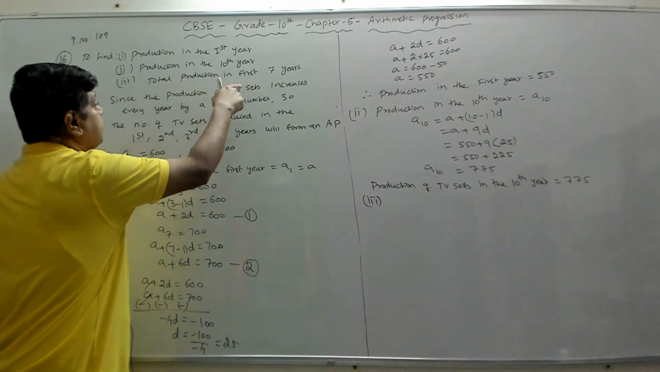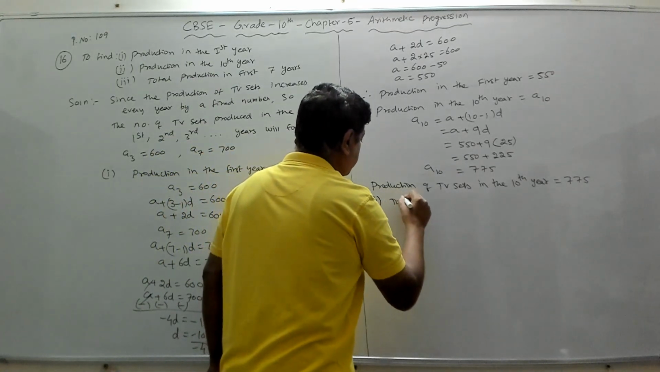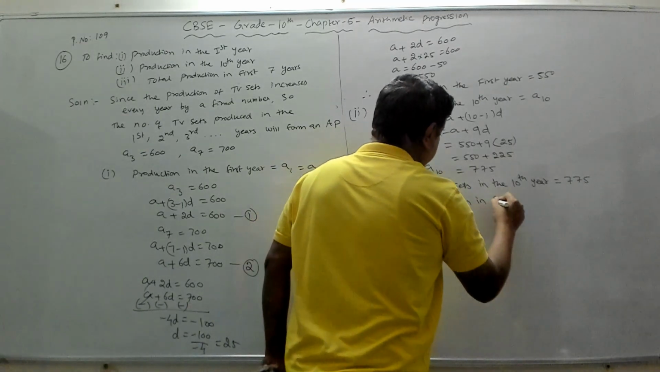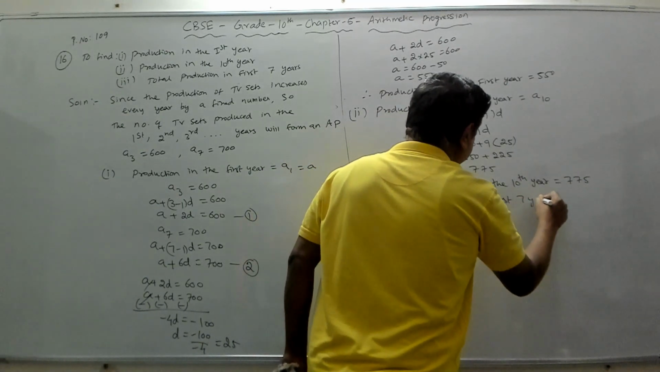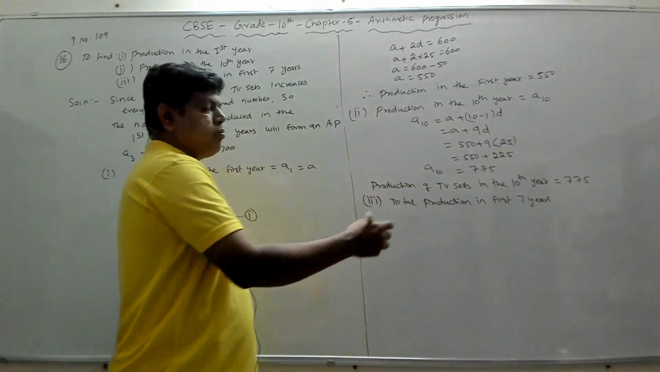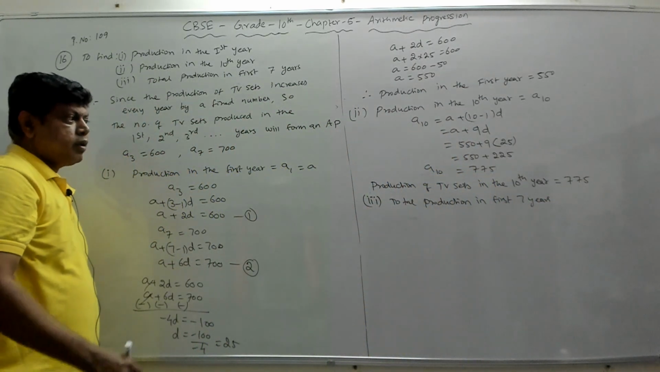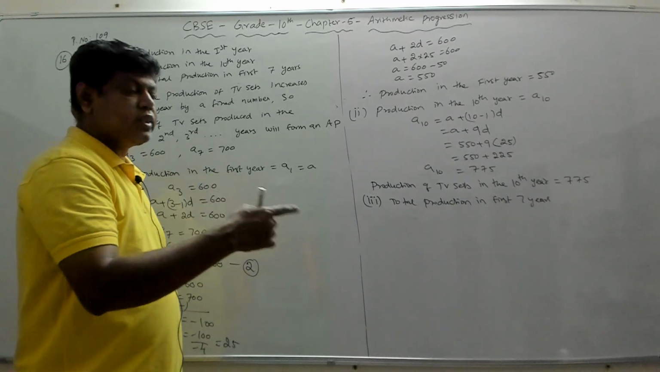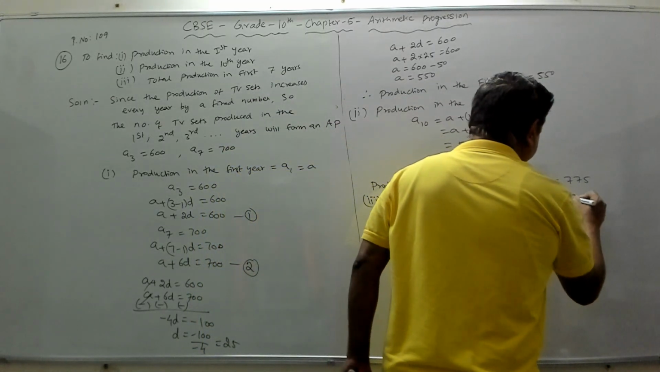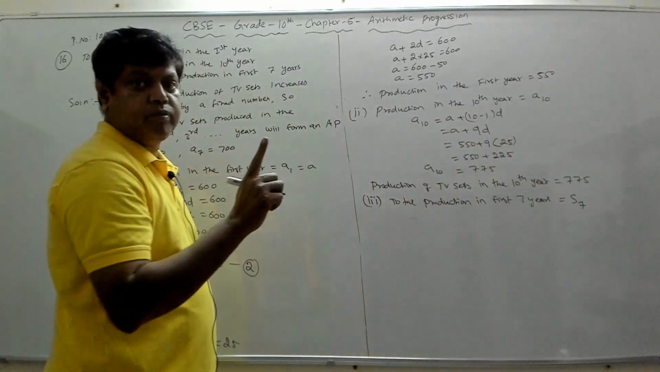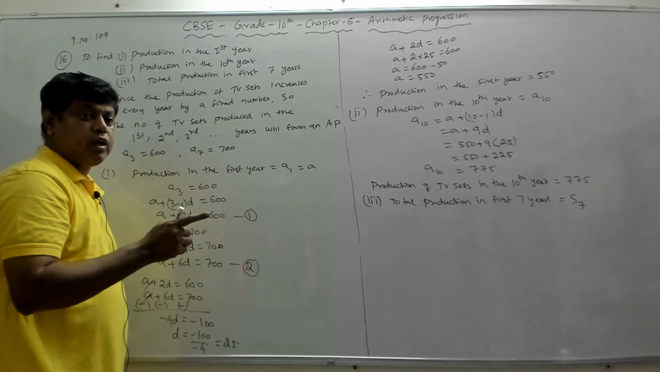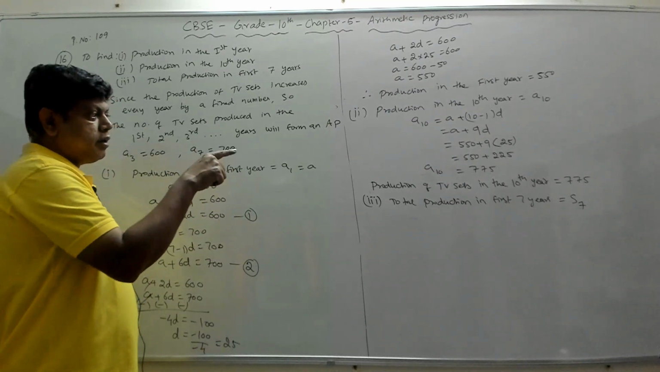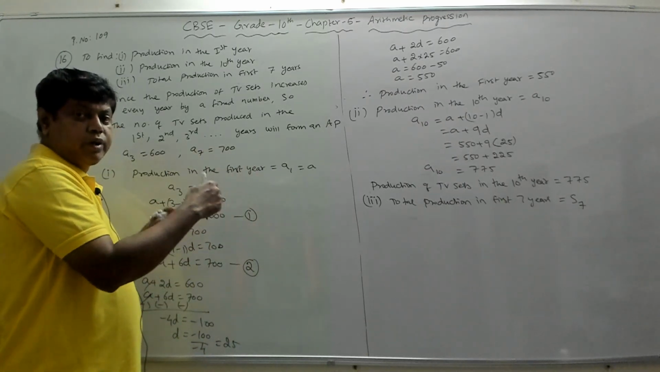Now, the third part is the total production in the first 7 years. Total means sum. We have to find the sum of the TV sets produced in the first 7 years, which means we have to find the sum of the first 7 terms of the AP. So we should find S7, not A7. Don't get confused. A7 is the number of TV sets produced only in the 7th year.